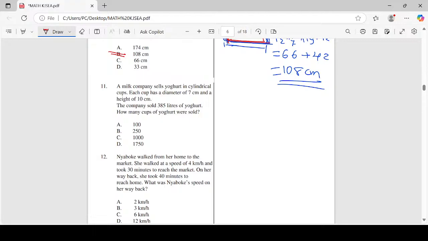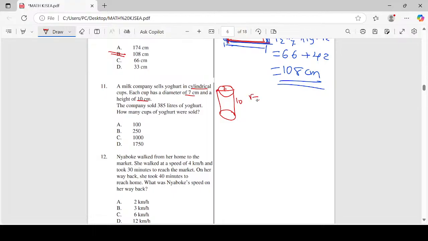So let's go back to the question. We have a milk company that sells yogurt in cylindrical cups. Each cup has a diameter of 7 and a height of 10 centimeters. So if you have this as your cup, this is my cylindrical cup, learners. The diameter is 7, the height is 10. Because it's a cylinder, it can give me the volume.